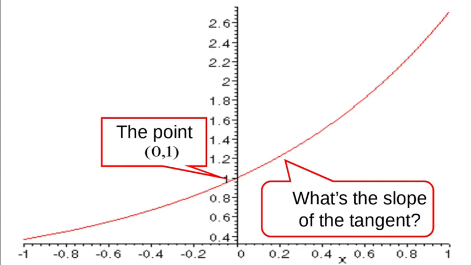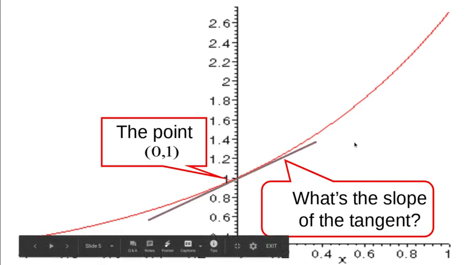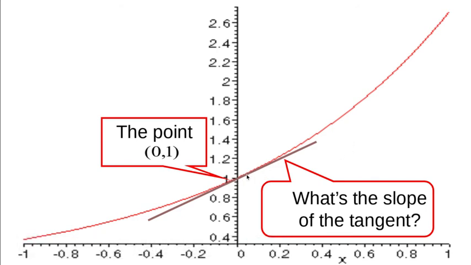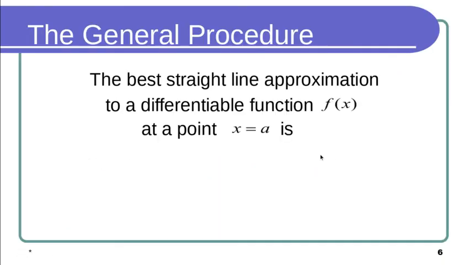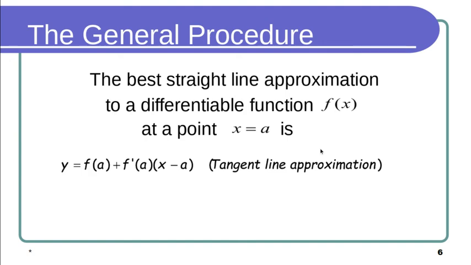The point is 0, 1. There would be our tangent line, which is not a great approximation. It's close to the curve when we're close to 0, but once we move outside of 0.2, it's really not a great approximation. But this would be our equation. So our tangent line approximation for that one would be y equals 1 plus 1 times x minus 0, because our center in this case is at 0. So 1 plus x, that would be our tangent line approximation for e to the x.